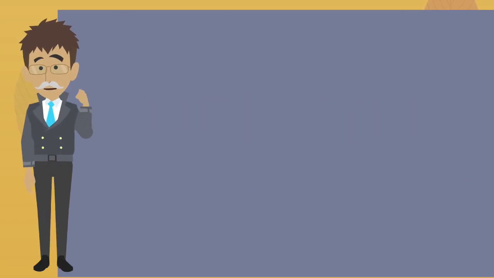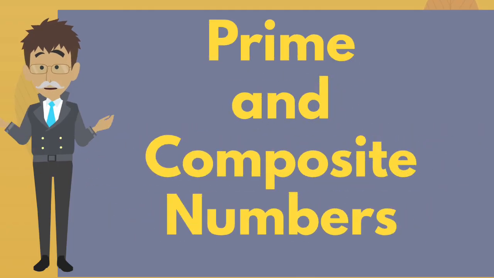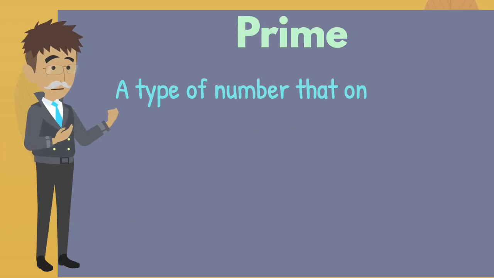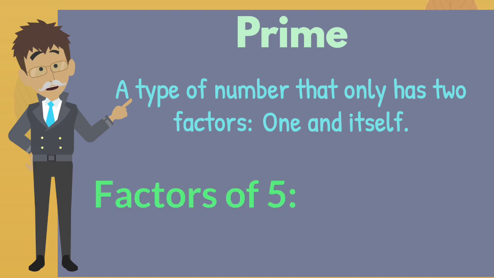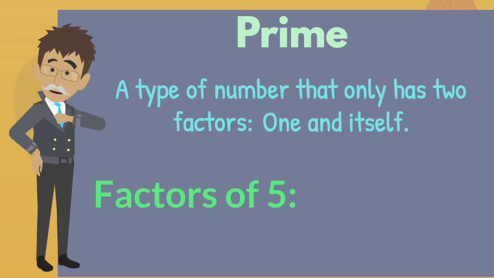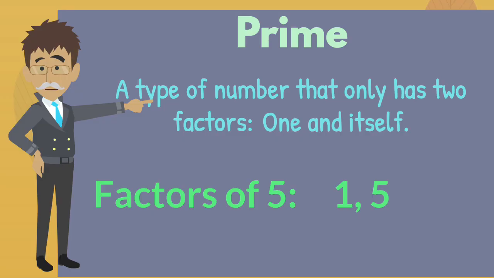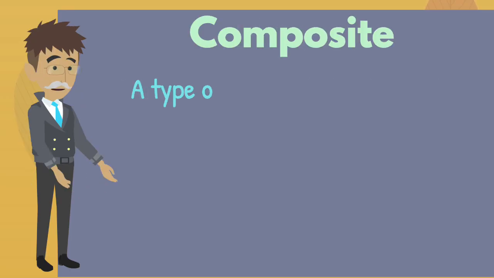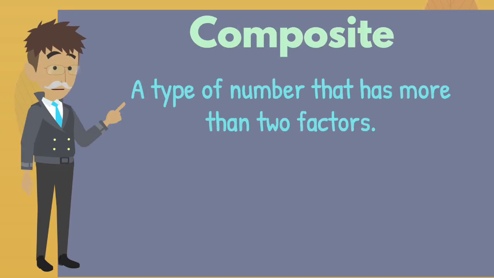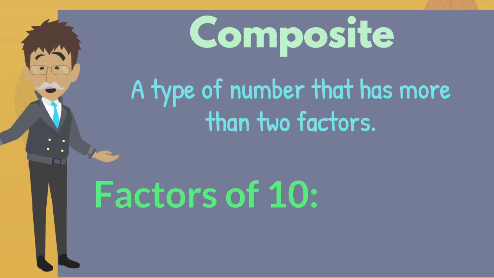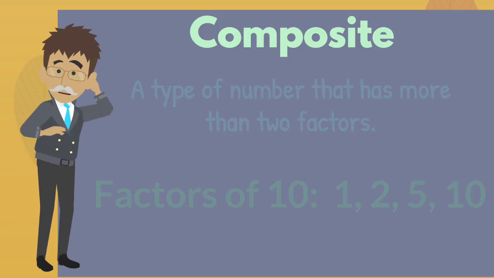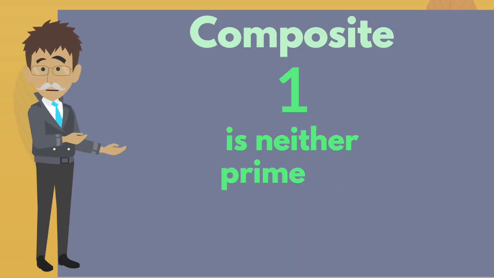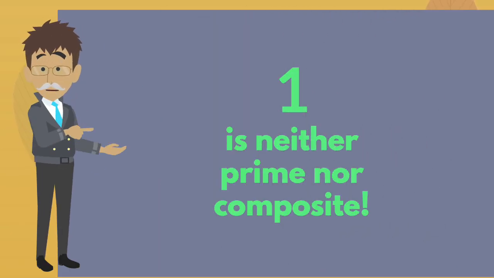We can also classify numbers based on how many factors they have. A prime number has exactly 2 factors, 1 and itself. 5 is an example of a prime number because its factors are 1 and 5. A composite number has more than 2 factors. For example, 10 is composite because it has factors of 1, 2, 5, and 10. Note: 1 is seen as neither prime nor composite.